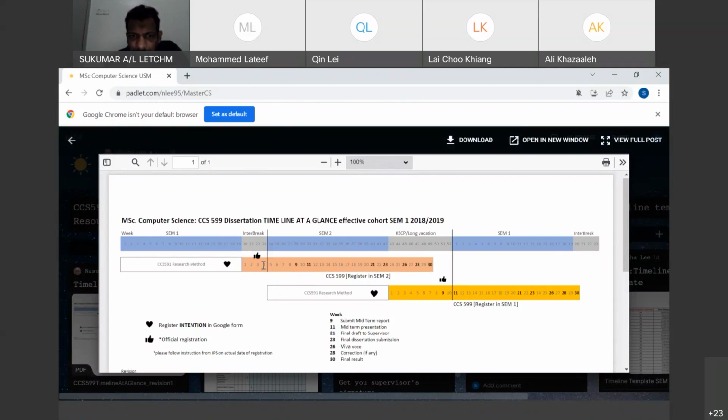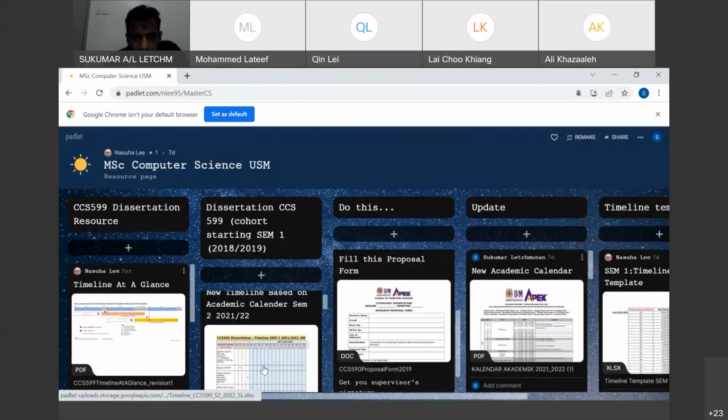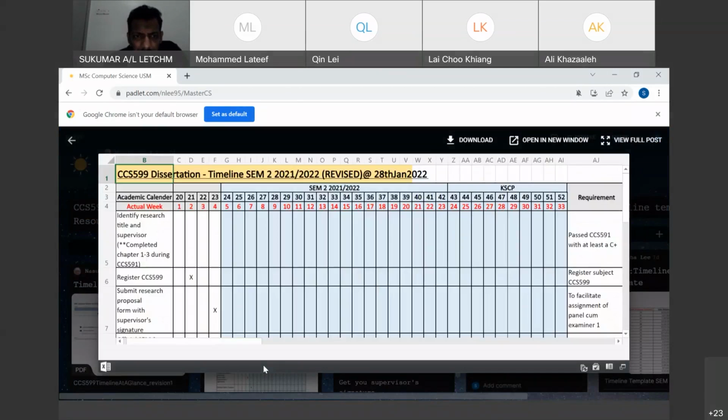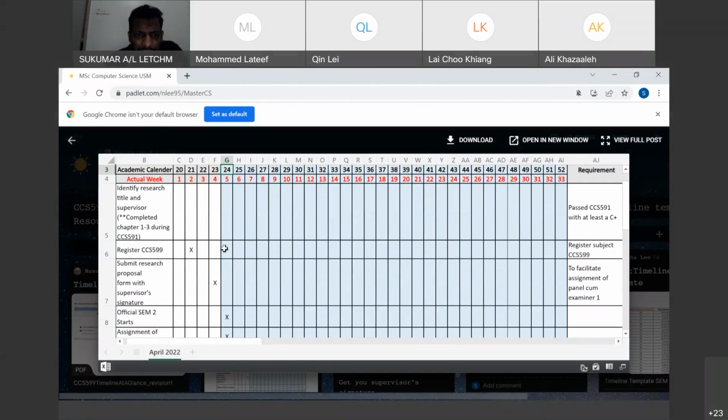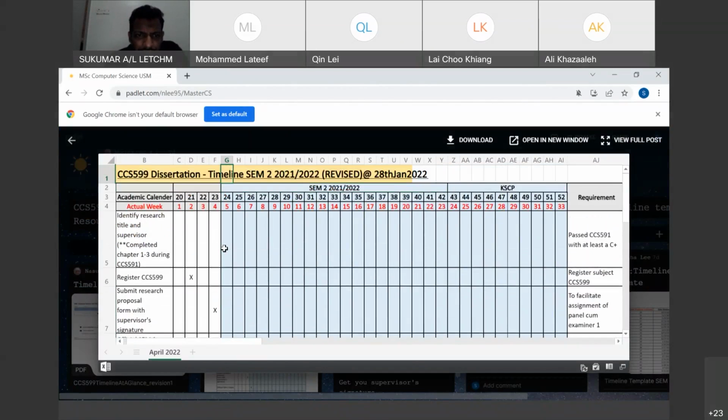So which means we start everything at week 20, right? The academic calendar week. Yes, 20. Because if you look here, you officially start with SEM 1, SEM 2. That's the reason. So we can just ignore the actual week now, right? We just look at the academic calendar. Actually, you don't need to ignore. You can ignore all this. This is for our friends' reference.